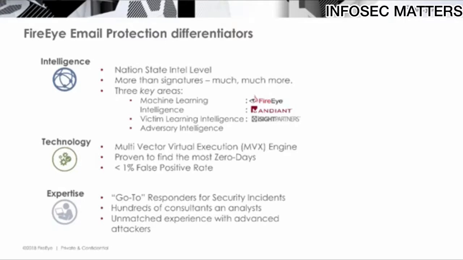With the first one, intelligence, FireEye holds a nation-state level of intelligence. This is more than your typical threat feed or signature feeds. Our intelligence comes from three main areas. FireEye, which includes the machine learning intelligence. Mandiant, responding to alerts, which includes probably the greatest view of the victim intelligence. And then FireEye partners, definitely the largest sum of intelligence possible from the adversary perspective. All three of those contributing together ensure we have indeed a nation-state level of intel.